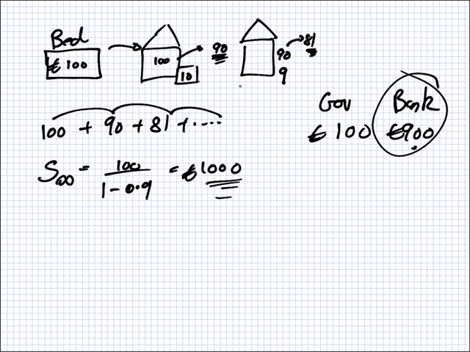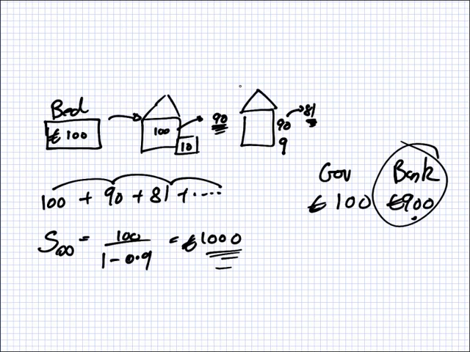Does anyone know the name of this? Anyone study economics? You might have known it at one point. Anybody? No? F. Fractional lending. Yeah. Not that difficult. Fractional. You're lending a fraction again each time. Yeah. All right. Can you write that one down?